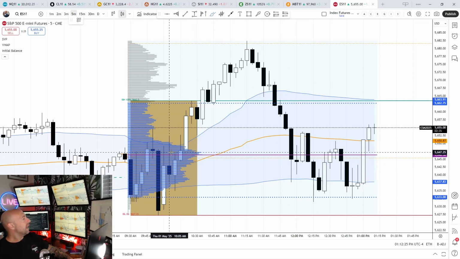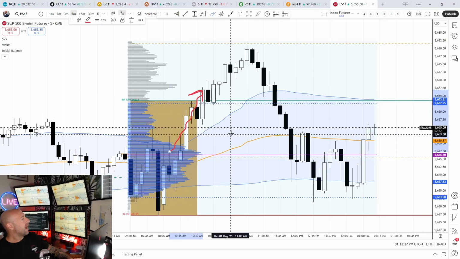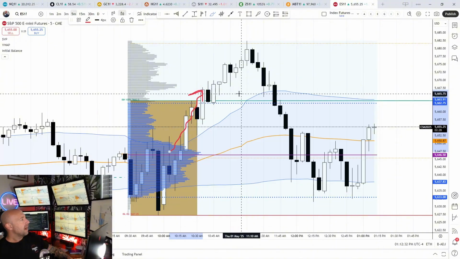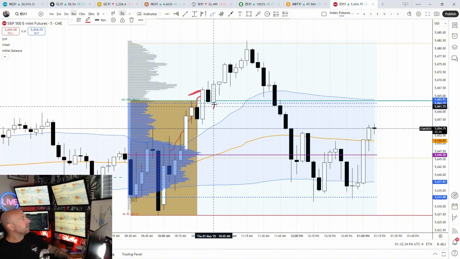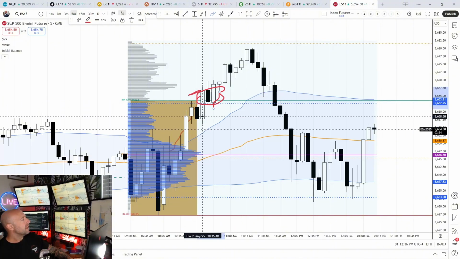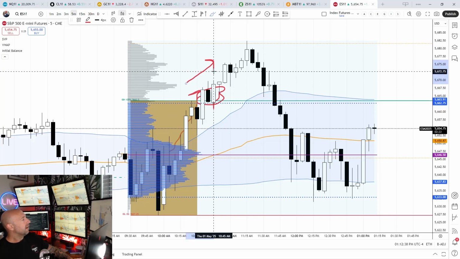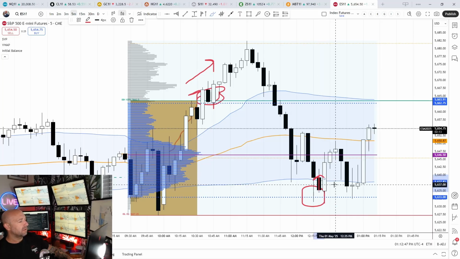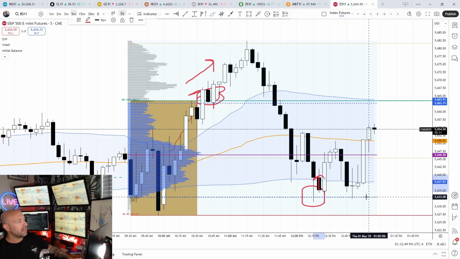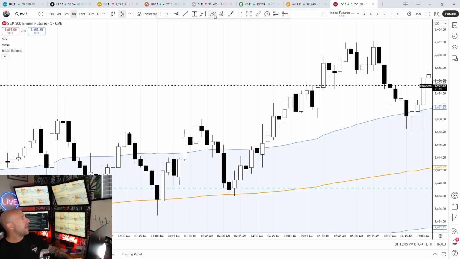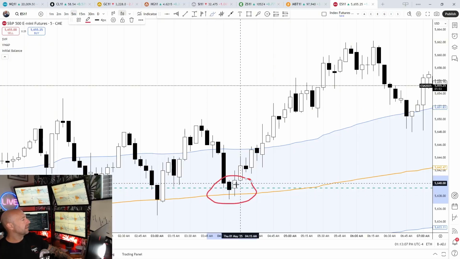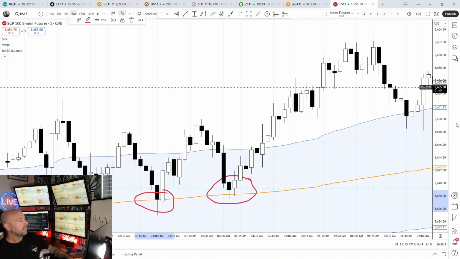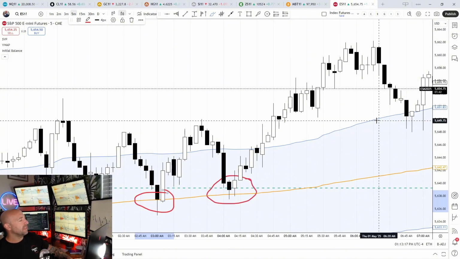If we break out of value and hold, I'm looking for price discovery continuation setups in the direction of the break. If a breakout fails and we re-enter value, this is a return to value setup. And if price pulls back to value in the middle of a trend like it's doing here, I'm looking for the VWAP bounce setup.